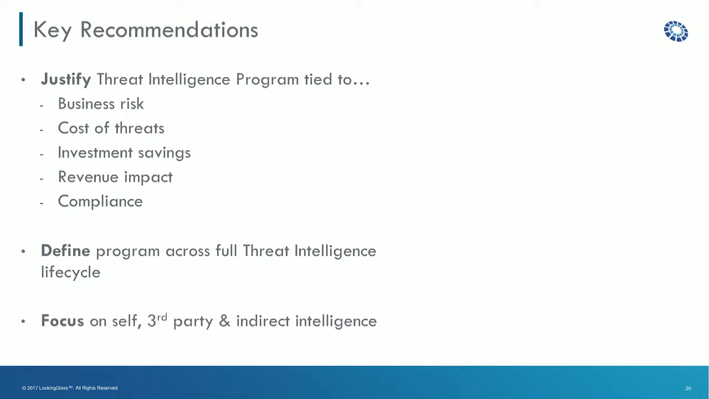And then finally, look at yourself first, third party and supply chain second, and then the indirect intelligence, in that order. You may pick and choose aspects of yourself as well as third party initially, but the key thing is don't get overwhelmed by the volume of intelligence out there that may not even be applicable to your environment. So focus on the things that you believe are relevant to your environment.